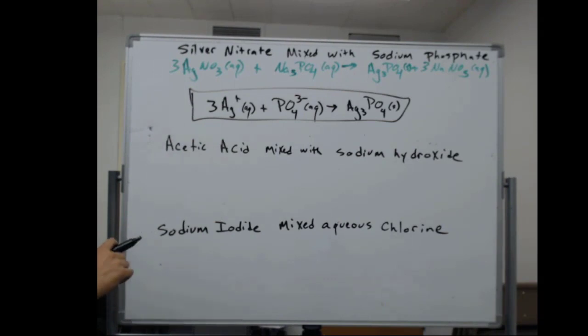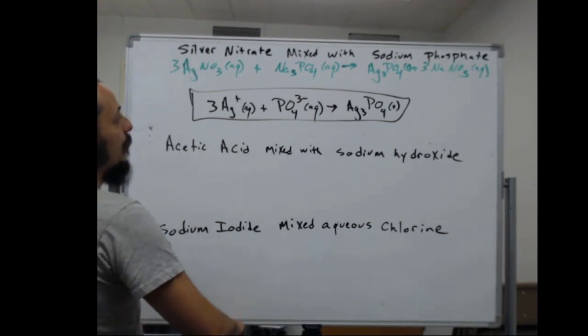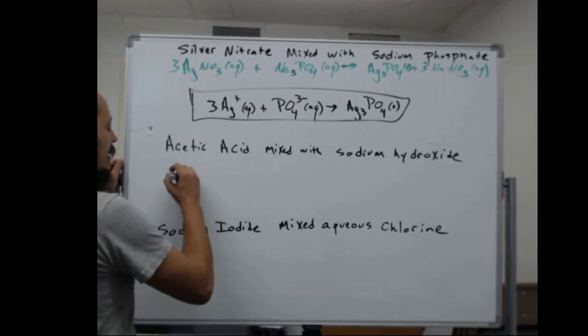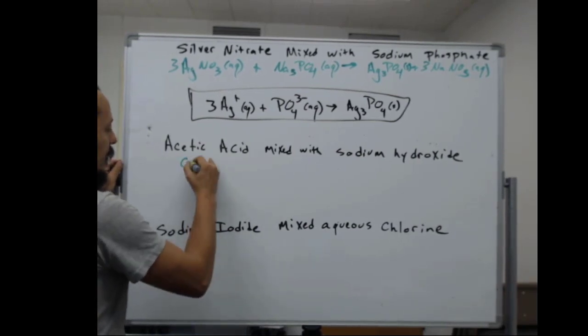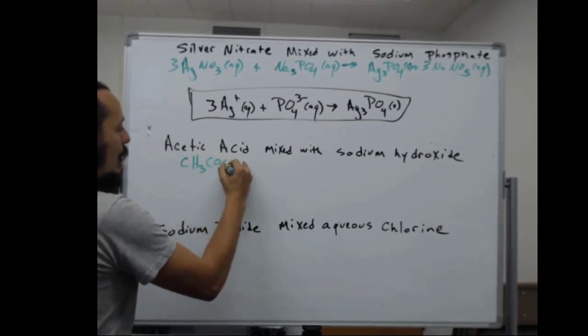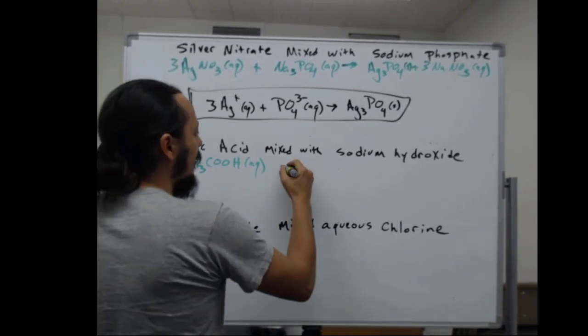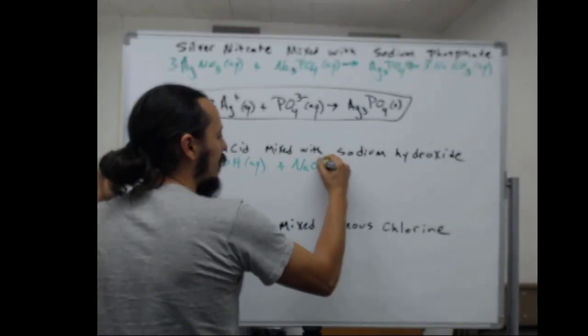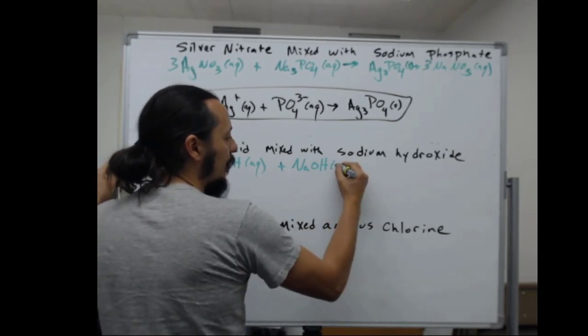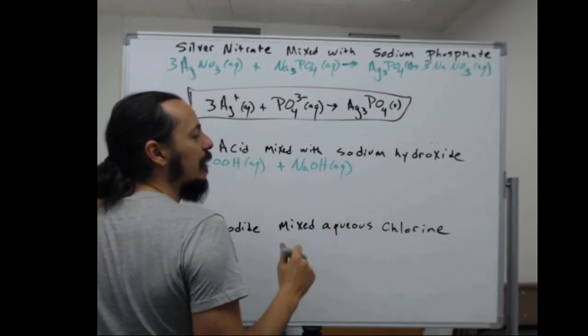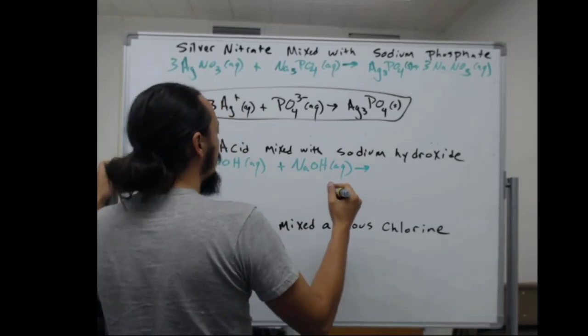Acetic acid with sodium hydroxide. We'll start by writing down our chemical reaction. This is going to be CH3COOH. It's an acid. We'll put it as aqueous, mixed with sodium hydroxide. It's a base. We'll put it as aqueous. It's a sodium compound. We'll do our flip-flop.